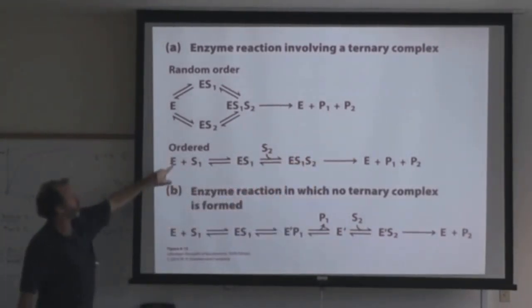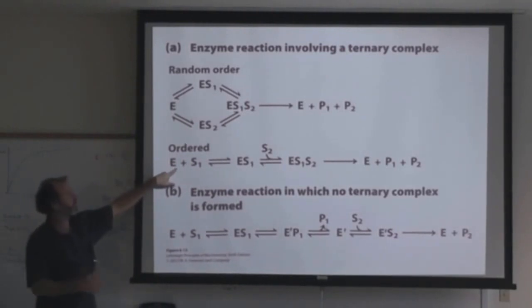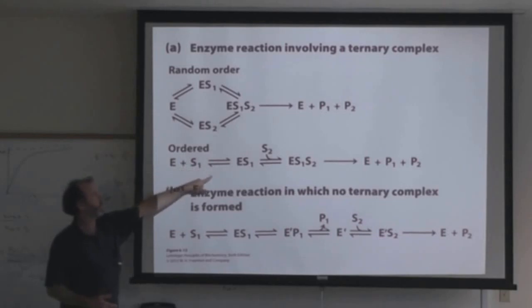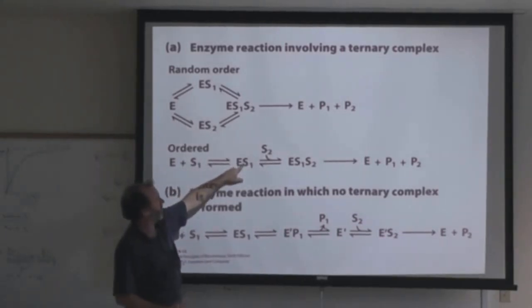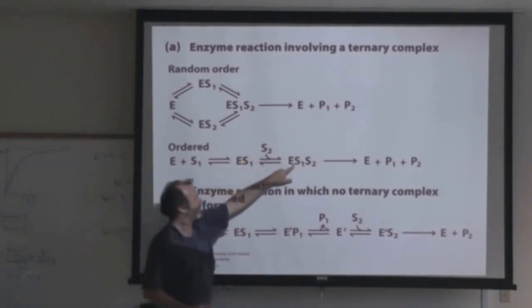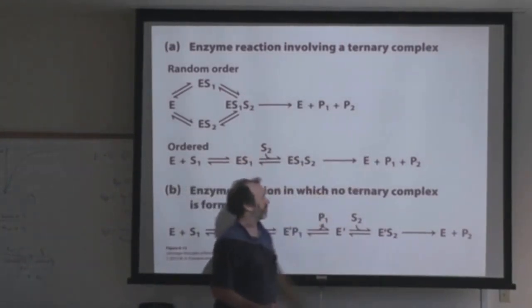Or you can have an order where the enzyme specifically has to bind to the first substrate in the correct order. Then it'll form an ES complex, then it'll be able to bind, have affinity for substrate 2, which will then initially yield your products.